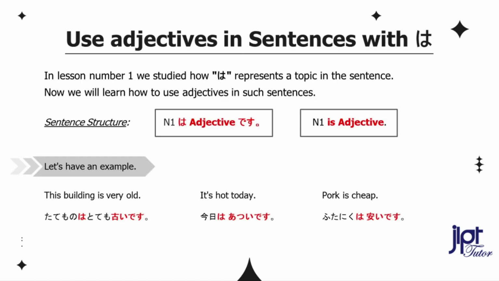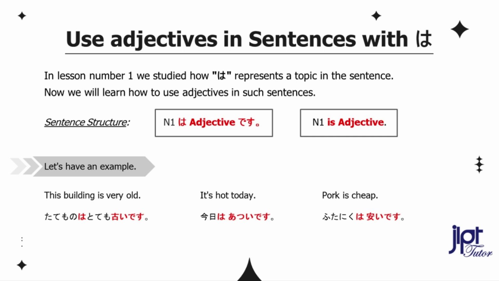Use adjectives in sentences with wa. In lesson number 1, we studied how wa represents a topic in the sentence. Now we will learn how to use adjectives in such sentences. In the first lesson, we learned how to create basic sentences: N1 wa N2 desu. Now we will learn a new structure.